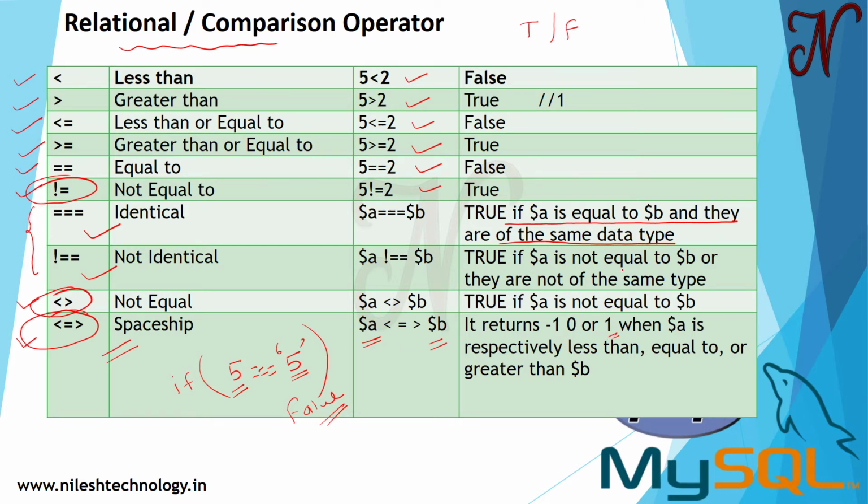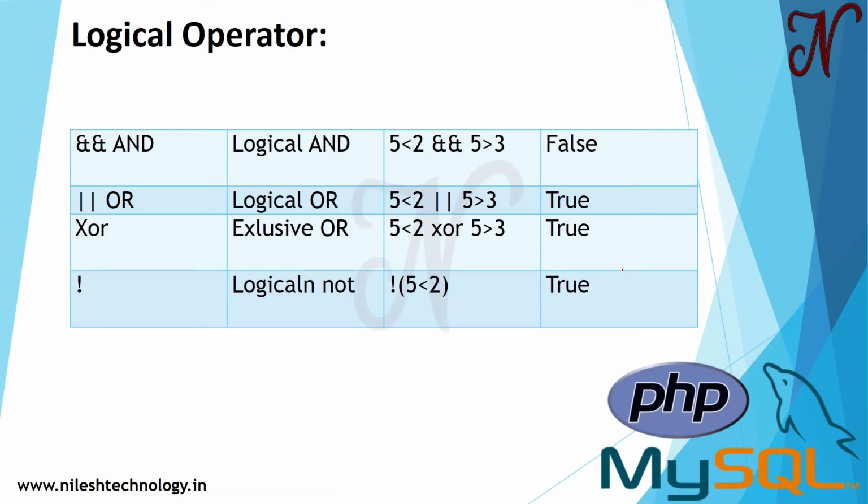Next one is the logical operator. These operators are used in between two conditions. See here, double ampersand and. There is one more operator in PHP, the and keyword. Both operators have the same use. Same here, double pipe or the OR keyword, then XOR and then NOT. See here, 5 is less than 2 is false, 5 is greater than 3 is true. So and is true when both conditions are true. Here the first condition is false, that's why my result is false.